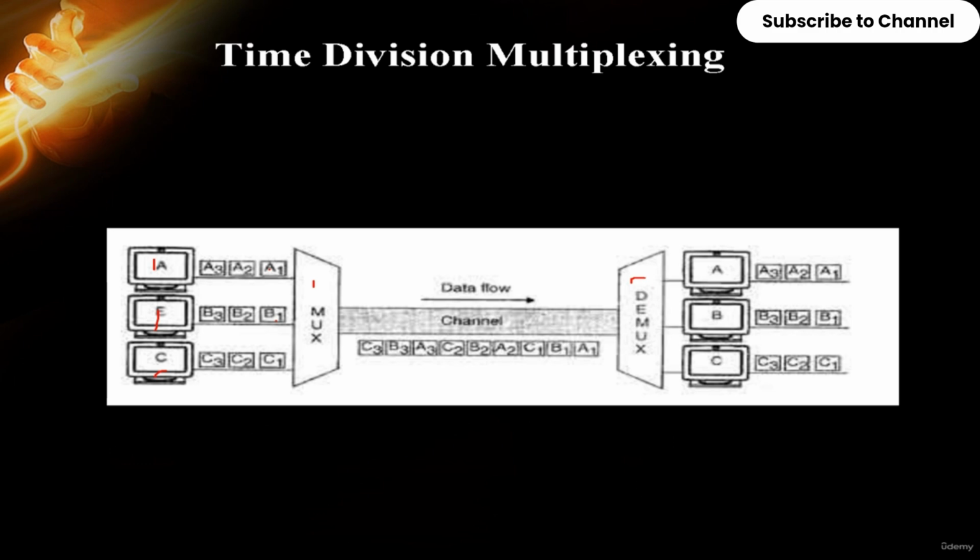Similarly, in the next time slot, A is sending a time frame A2, B is sending B2, and C is sending C2. Then A is sending A3, B is sending B3, and C is sending C3. These time frames are sent to the multiplexer, and in the channel they travel according to the time slots in which they were sent: A1, B1, C1. On the demultiplexer side, the receiver gets the data as it was sent.